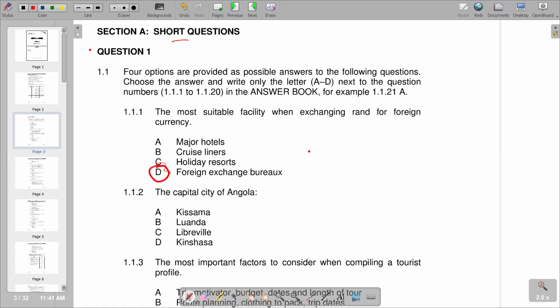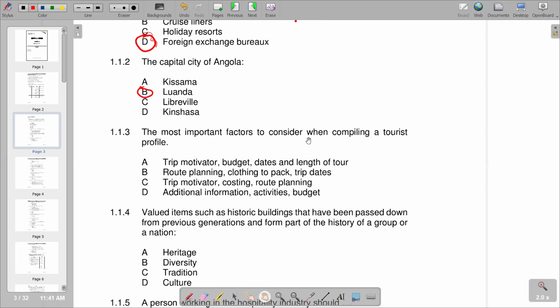And then we go to the next question, which is the capital city of Angola. And we know that the capital city of Angola is Luanda. So we have B as the correct response. So moving on to our question three. Our question three is the most important factors to consider when compiling a tourist profile. You'd see that the correct response that we have is the factors of trip motivator, budget, dates, and length of tour. That is what is important. So we have A as the correct response.